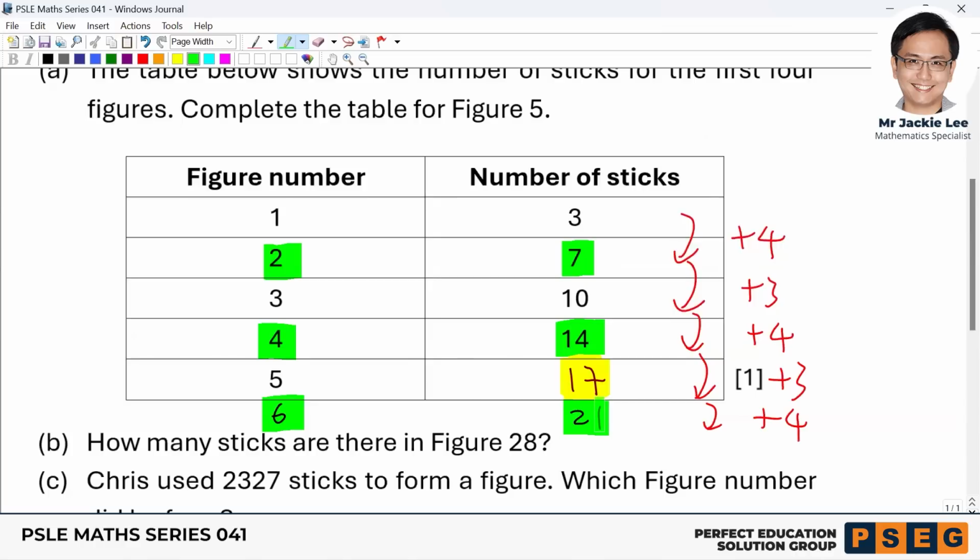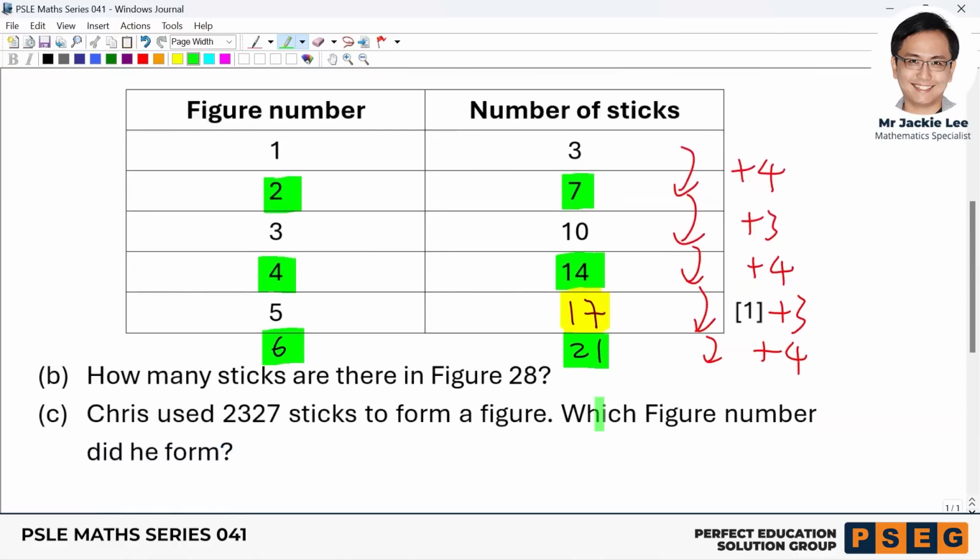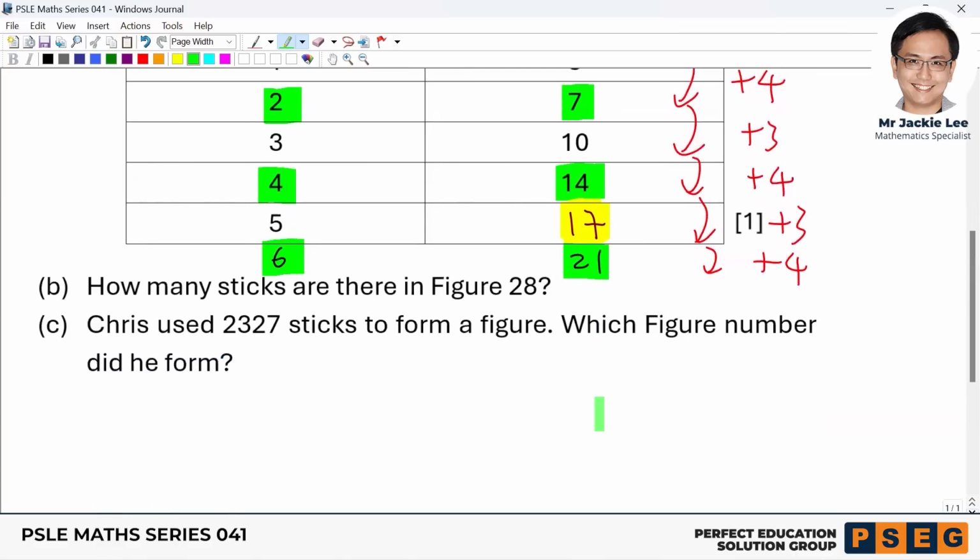So on the figure side, I think these are all the multiples of 2. On the stick side, these are all the multiples of 7, all right? And it seems like a tally, right? 2 times 1, 7 times 1, 2 times 2, 7 times 2, 2 times 3, then 7 times 3. So therefore now, for part B, I think we can answer now.